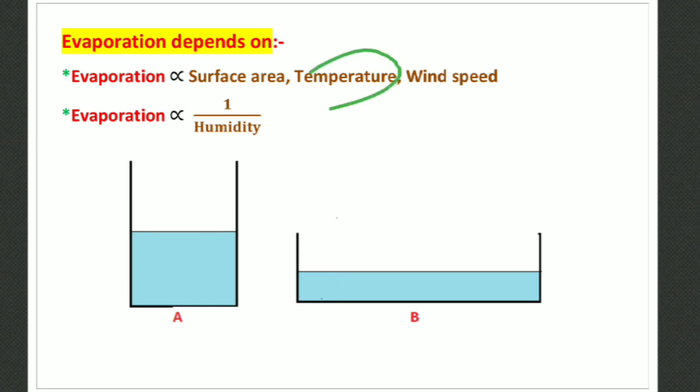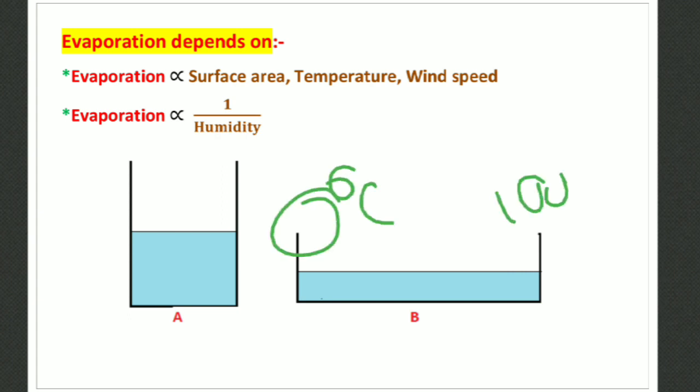Next point is temperature. This is simple actually. Suppose we are increasing the temperature from 0 degrees to 100 degrees. It is obvious that because of this temperature, the kinetic energy of the particles will increase, and also the amount of evaporation will increase. So this is simple. Now the wind speed.